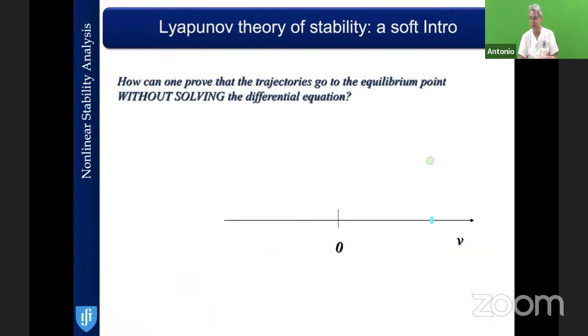Now comes the big question. How can we prove that the trajectories go to the equilibrium point zero without solving the differential equation? How can this possibly be done? So I think I'll stop here for our recess, because I don't want to get interrupted when I go through this, which is the fundamental idea. So we'll stop for 10 minutes or so, and then I'll come back and resume this. Okay, so we'll have a short recess of 10 minutes or so.